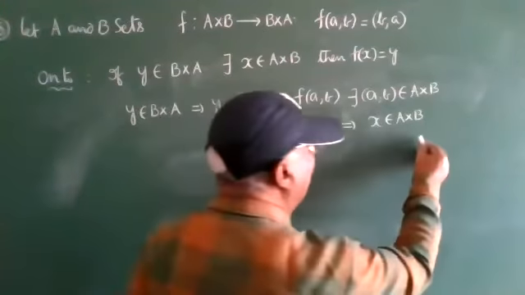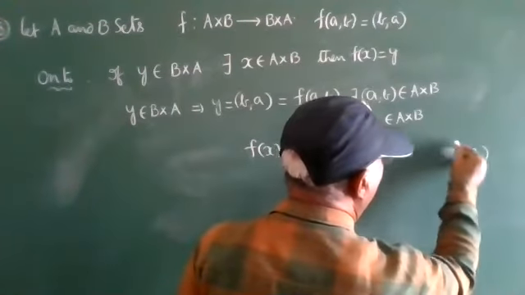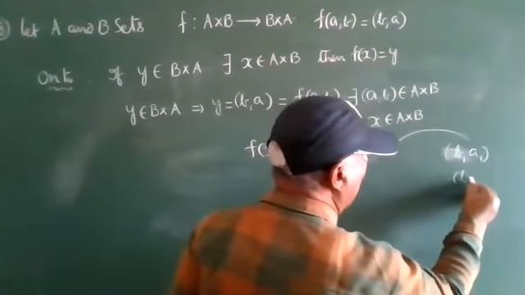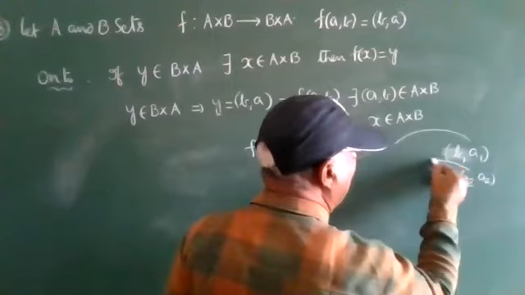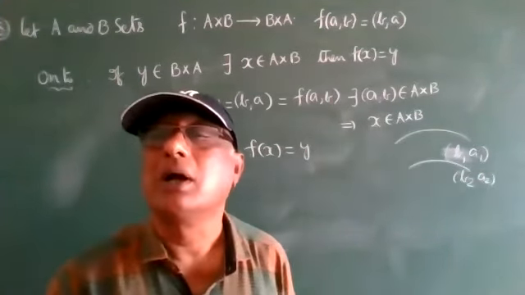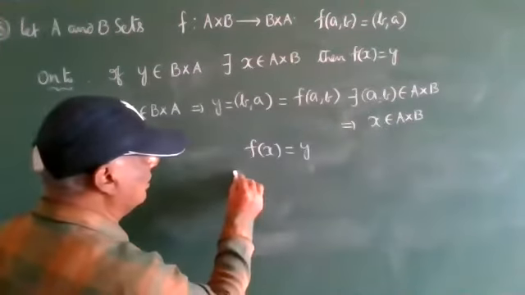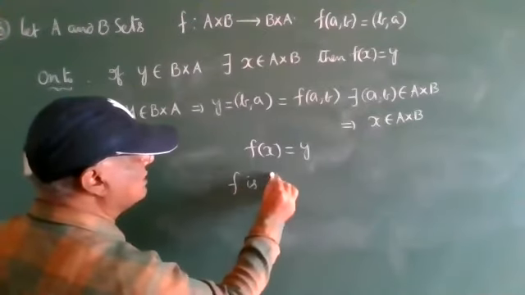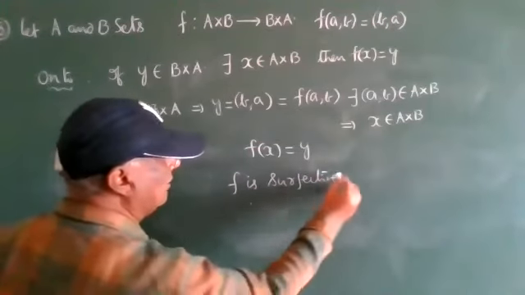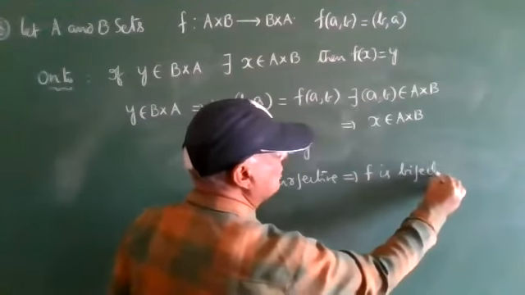That means every element (b1, a1) and (b2, a2) has a pre-image in the domain. So that is the meaning. Okay? So it is onto. Yes, it is onto. Therefore, F is surjective. So it is both one-one and onto. That implies F is bijective.